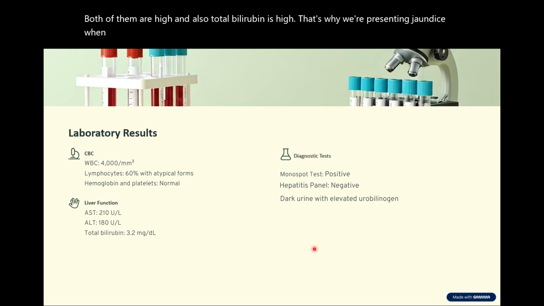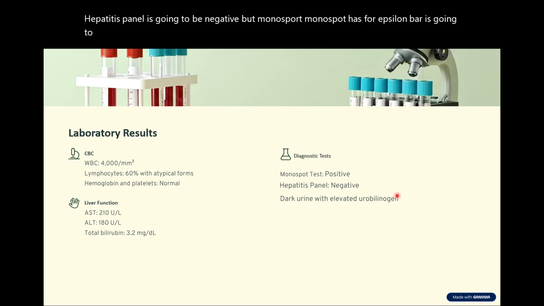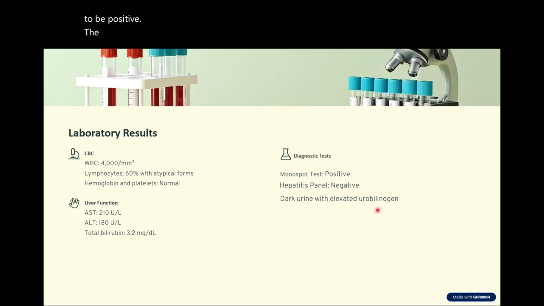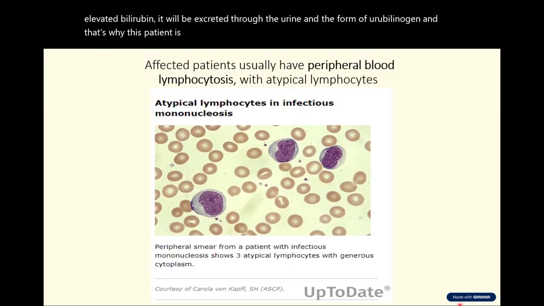When we do diagnostic tests, they should include liver enzymes, CBC, and also special diagnostic tests like a hepatitis panel, which is going to be negative, but the monospot test for Epstein-Barr is going to be positive. The darker urine has elevated urobilinogen, and that correlates with elevated bilirubin, which will be excreted through the urine in the form of urobilinogen, and that's why this patient is presenting dark urine.